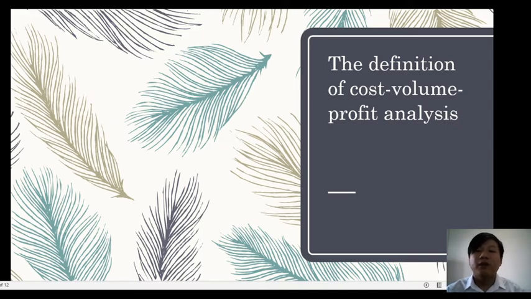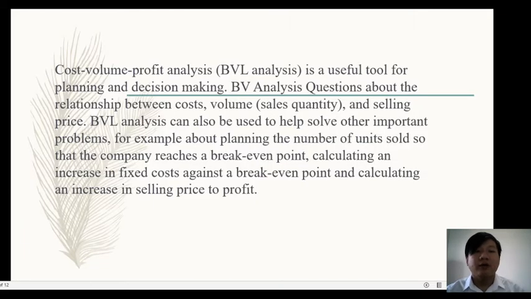First, the definition of cost volume profit analysis. Cost volume profit analysis is a useful tool for planning and decision making. CVP analyzes the relationship between cost, volume, and selling price. CVP analysis can also be used to help solve other important problems, for example planning the number of units sold so that the company reaches a break-even point, calculating an increase in fixed cost against a break-even point, and calculating an increase in selling price to profit.